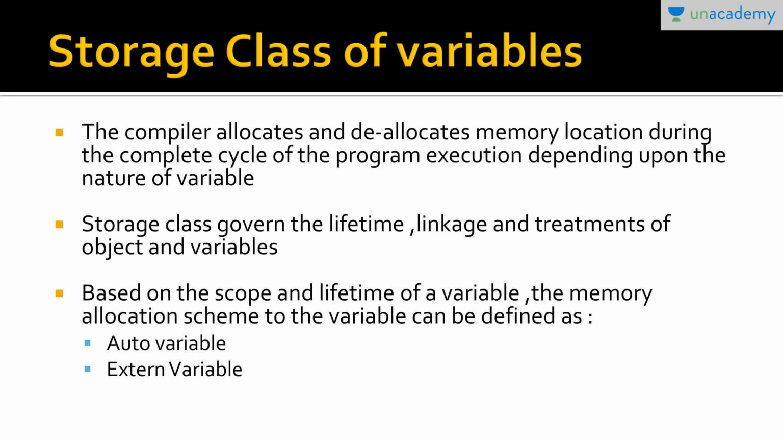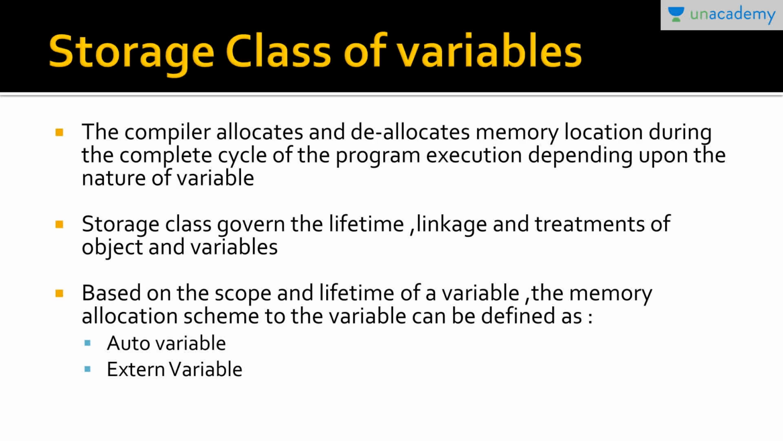Moving ahead, storage class of variables. The compiler allocates and deallocates memory locations during the complete cycle of program execution depending upon the nature of the variable. So the compiler is the one to give memory allocation to any variable or any given data, a particular address and location, during the complete cycle of the program, like writing the program, runtime and compile time combined are called the complete cycle. So depending upon the nature of the variable, as we have discussed earlier as well.